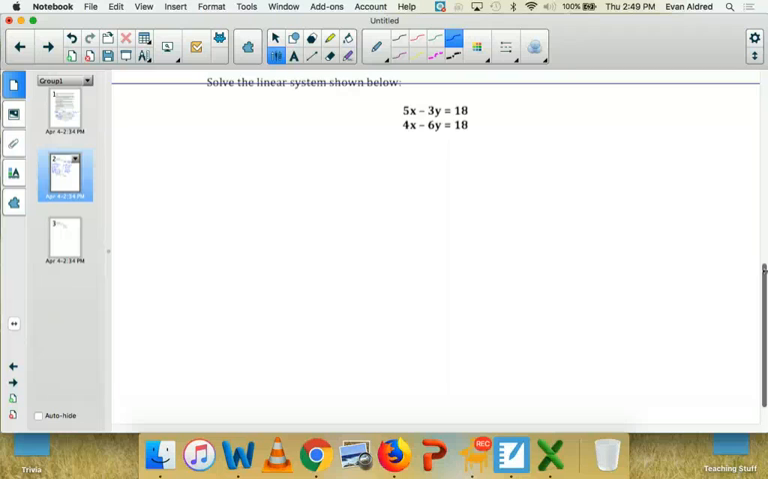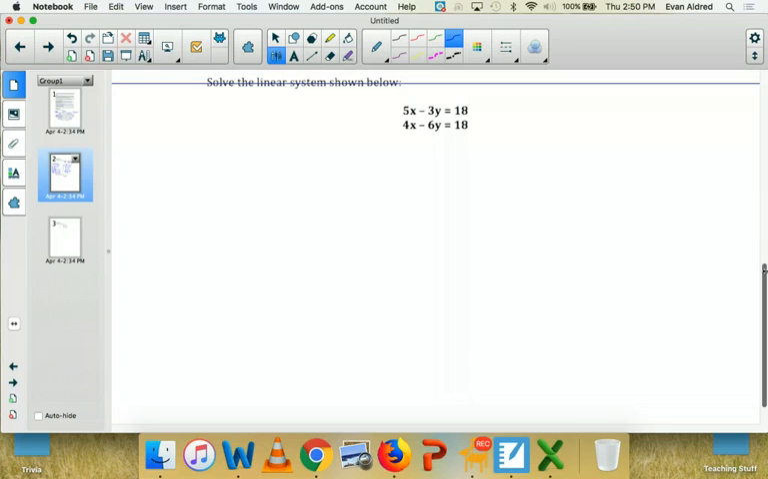So when we look at this, we need to figure out which numbers work well together. Well, 3 and 5 don't really work too well together. They'd be okay. But if we were to isolate, let's say, the x in the top equation, well, 5 doesn't divide into 3 and it doesn't divide into 18. So it doesn't really make sense to isolate that x, because 5 doesn't work well with 3 or 18.